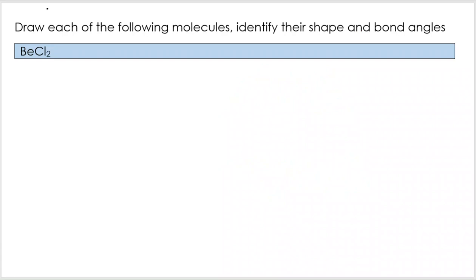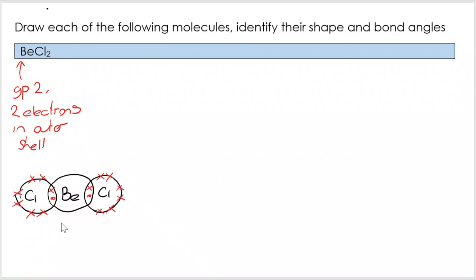BeCl2, give it a go. So where I'm going to start is to say that beryllium is in group 2. That means it has 2 electrons in its outer shell. Now when you draw that, you end up with this. I've got my bonding pair and bonding pair, so I have got 2 bonding pairs.